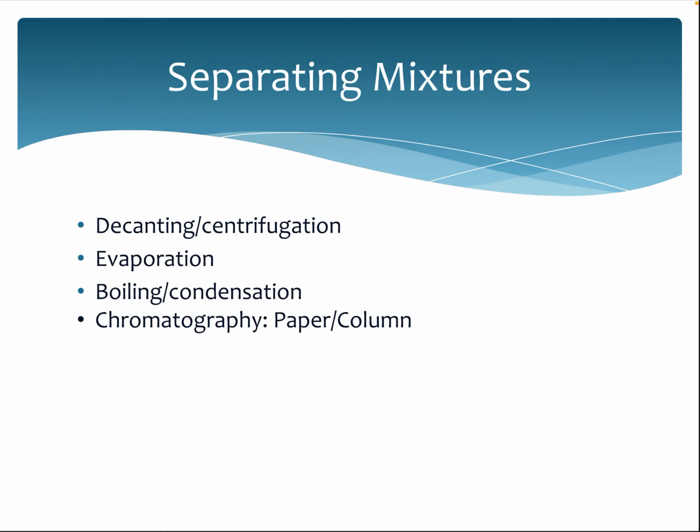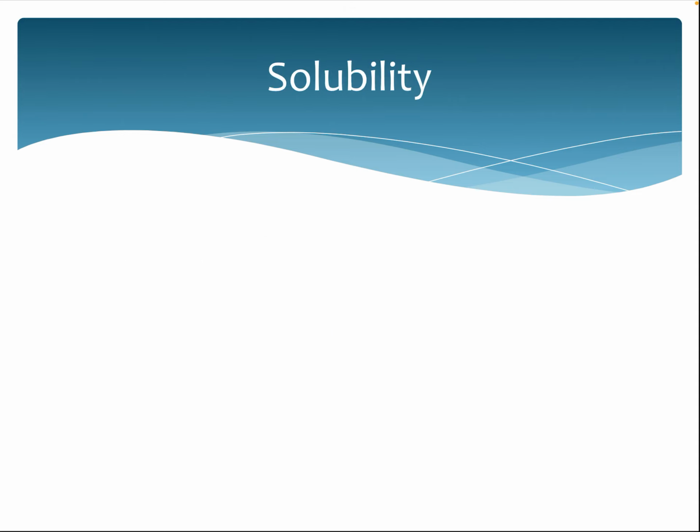Chromatography, paper column chromatography, that's just when you take a mixture of liquids and let them go up a piece of paper. Some of the liquids like paper and some of the liquids don't, so they travel at different paces, and you can separate them that way, which is a thing that we'll end up doing in this class.